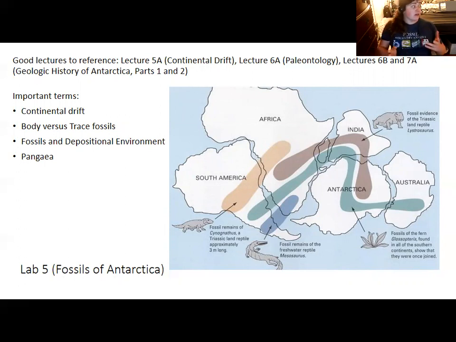But you also want to know Pangaea. Antarctica was part of Gondwana, part of all the southern continents, and Gondwana was at one point part of Pangaea.